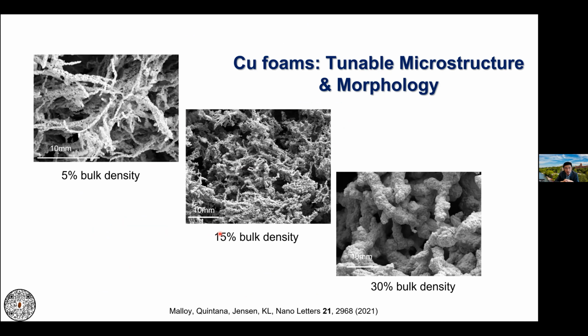So here are some SEM pictures of a variety of different density foams. We are able to make them very light. They are just a small percentage of the bulk density. And we can change the growth conditions so that the morphology evolves, which in turn changes the surface area. And they are very light.